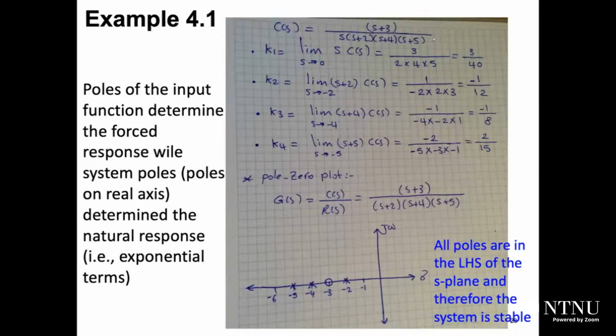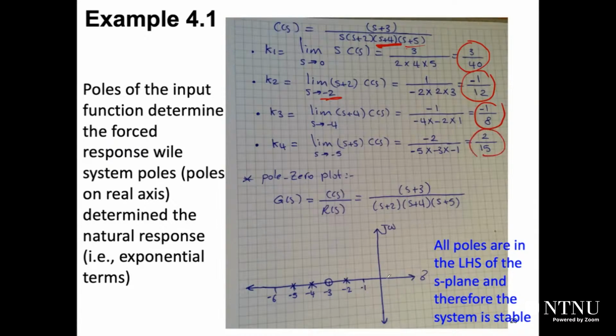In fact, I solved it here for you. K1 is 3 divided by 40. If you want to get K2, you also take the limit of S plus 2 multiplied by C of S as S goes to minus 2. So it will be minus 1 divided by 12. If you want to get K3, we need to multiply C of S by S plus 4 and substitute S equal to minus 4. So it will be minus 1 divided by 8. For K4, take S plus 5 multiplied by C of S as S goes to minus 5. So it will be 2 divided by 15.